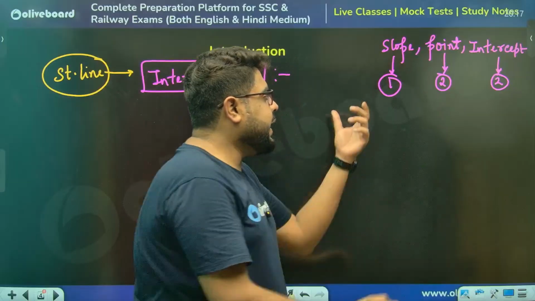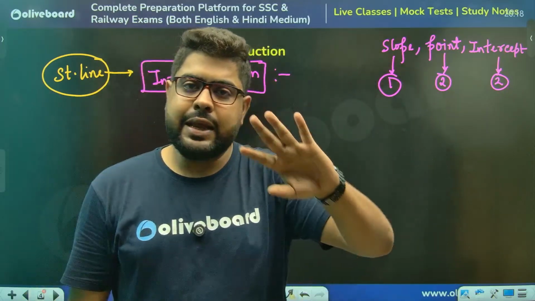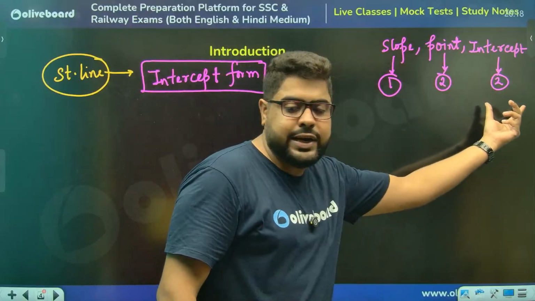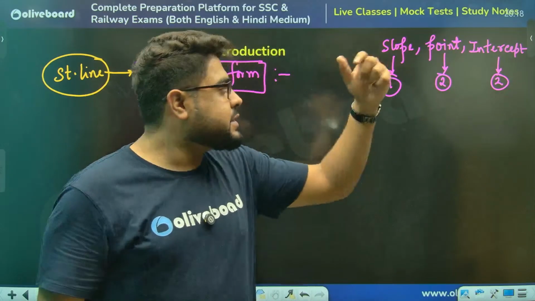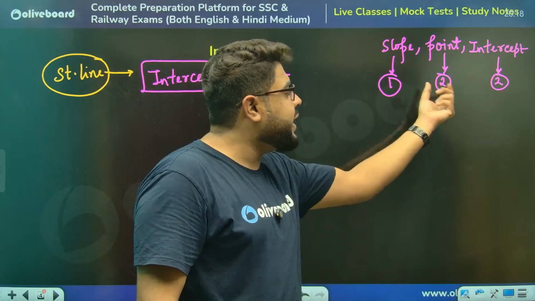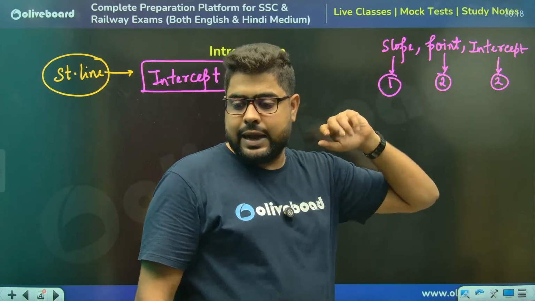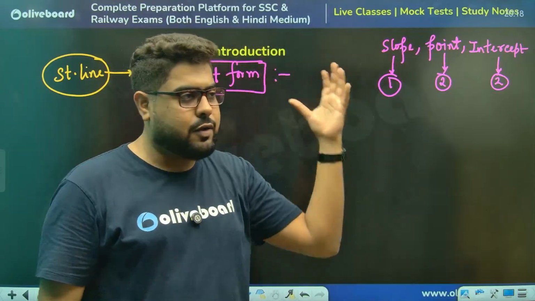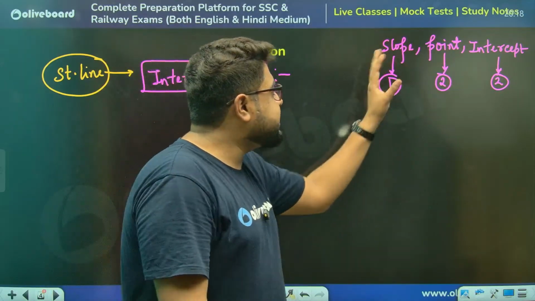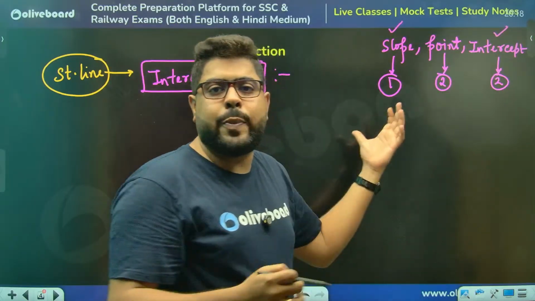By taking any two pieces of information, you can make a straight line. You can make a straight line by taking two intercepts, by taking 2 points, or by taking one slope and a point. You can make an equation by taking a slope and an intercept. The names of those forms are very similar. If you take one slope and an intercept, it is called slope intercept form.